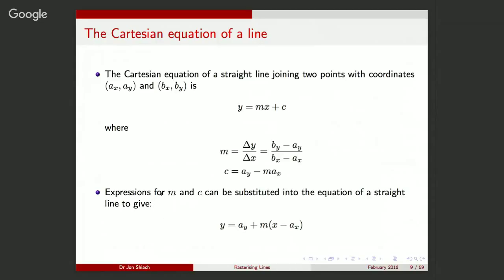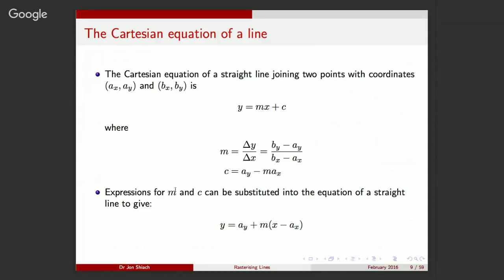So if we substitute expressions for M and C into that Cartesian equation, we get this. So this is my Y coordinate. If I know the A coordinates, AX and AY, I know what M is, because that's delta Y over delta X. I may not know what X is, but if X is a driving axis, I do.